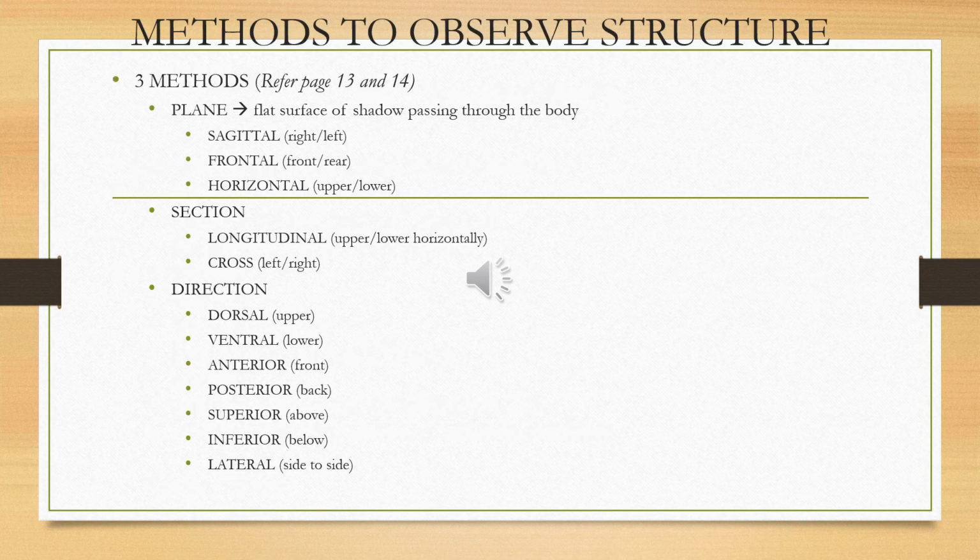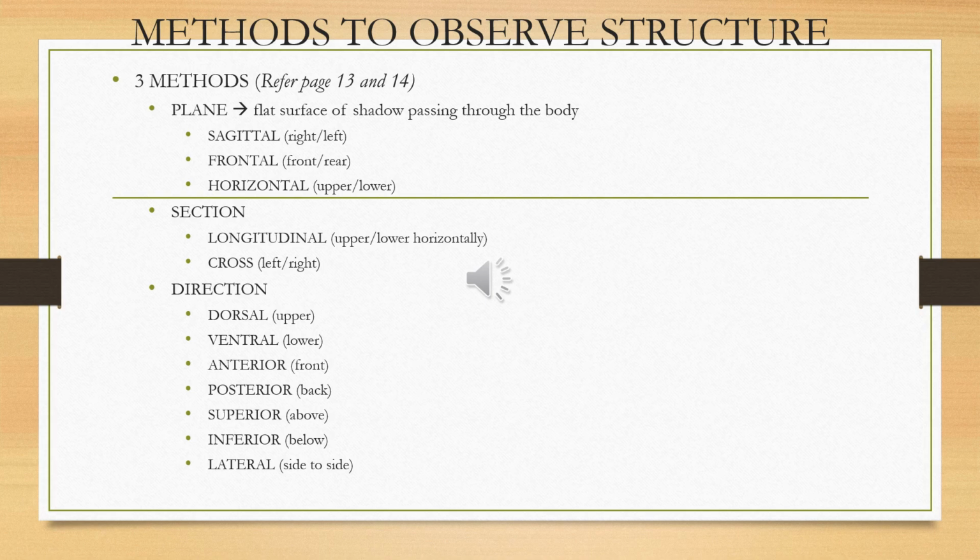Now we want to learn about structure: how we observe the structure, and how we give position to the structure. We have three types of structure. Number one is plane structure, number two is section structure, and the third one is direction structure. Plane means a flat surface or shadow passing through the body.